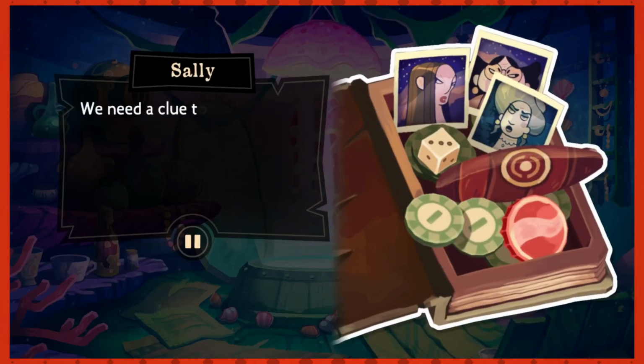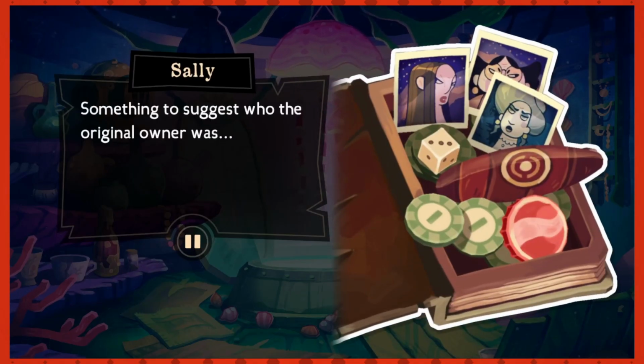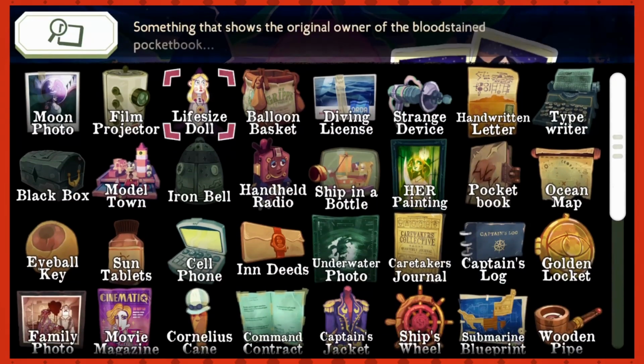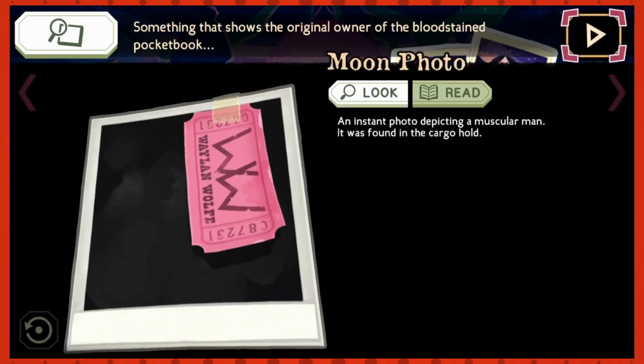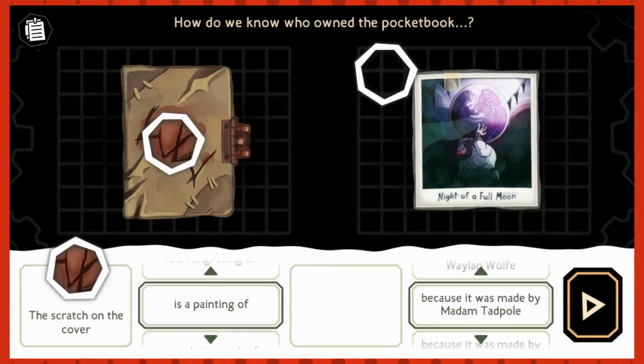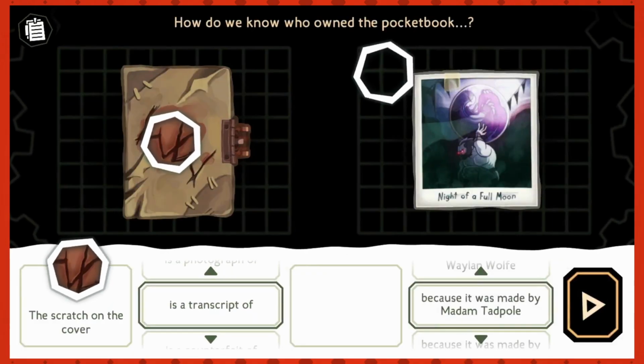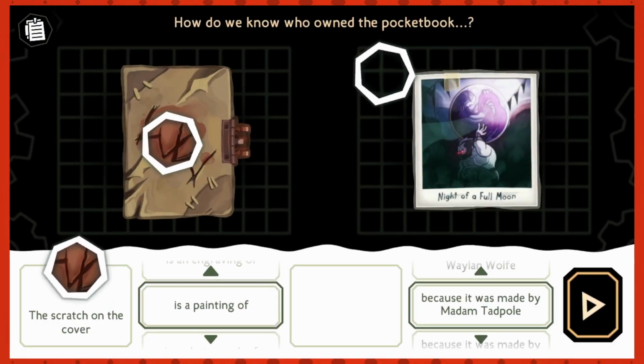Nobody. We need a clue to compare with the pocketbook. Something to suggest who the original owner was. Right, so something that shows the original owner of the bloodstained pocketbook. The scratch on the cover is an engraving of.